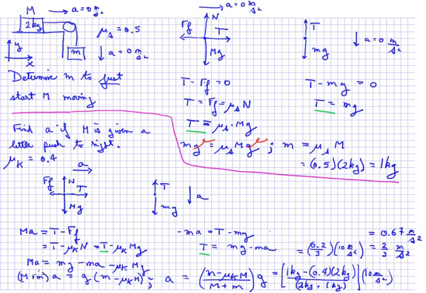Getting all the A terms over on the left, big M plus little m times A is equal to g times m minus mu sub K times big M, and then dividing by big M plus little m. A, the acceleration, is m minus mu sub K times M, divided by the sum of big M and little m, times g. So let's plug some numbers in.